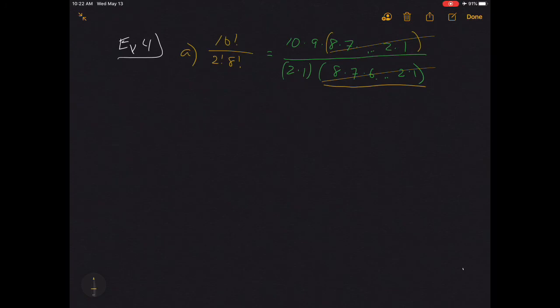All right, that's wonderful because now all it leaves me with is 10 times 9 over 2. And 10 times 9 is 90. Divided by 2 is 45. So that simplifies much, much easier. So we would get 45 out of that. And I didn't have to write everything out.